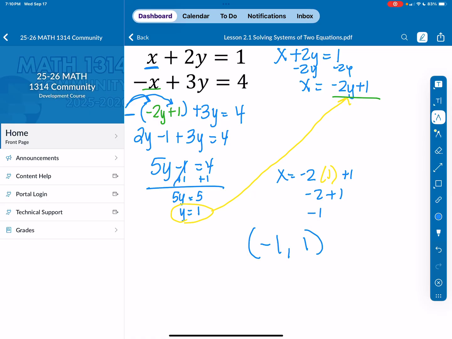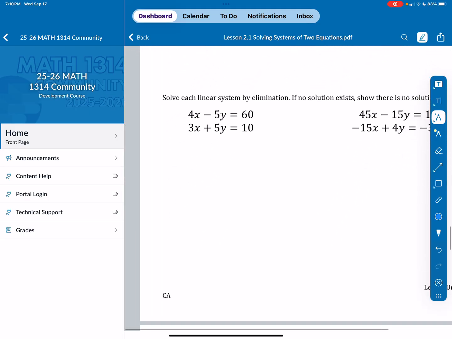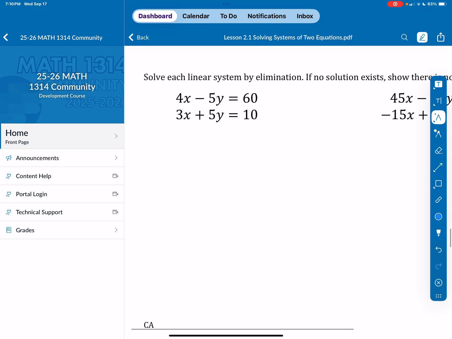All right, so the next process that we're going to go over is called elimination, and it is actually my favorite way of solving systems of linear equations. So when we eliminate, we're going to do what it sounds like. We're going to get rid of something. If you notice, right now I have two terms. They're both y's, and they're opposite signs.